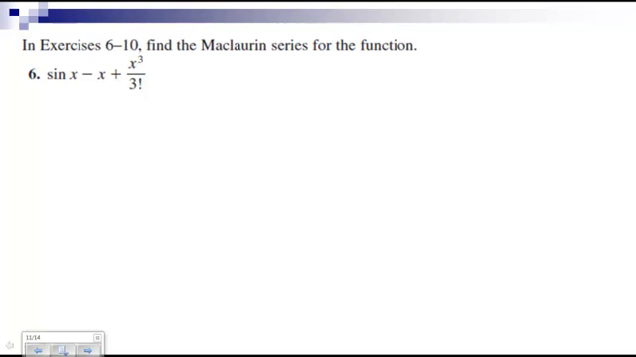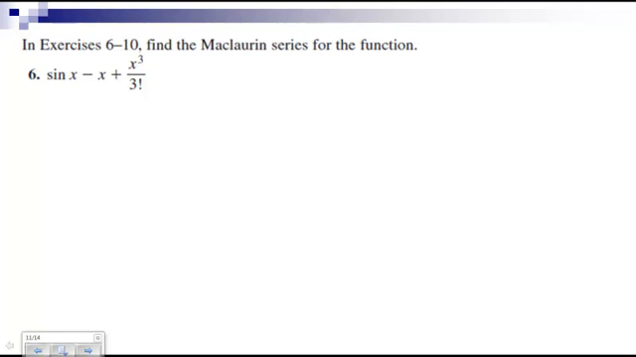Now, there are two ways to do this, the hard way and the easy way. Which way do you want to do it? Let's do it the easy way. The easy way is to use prior knowledge. Isn't x plus 3x to the third over 3 factorial, isn't that sine x? It's two of the terms in sine x, the third order of sine x. Okay, so watch and learn. Ready?